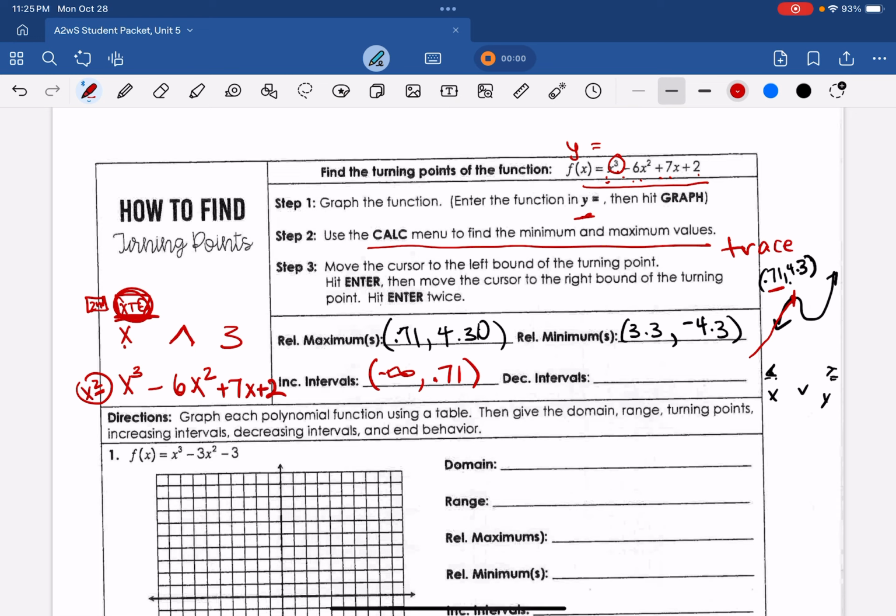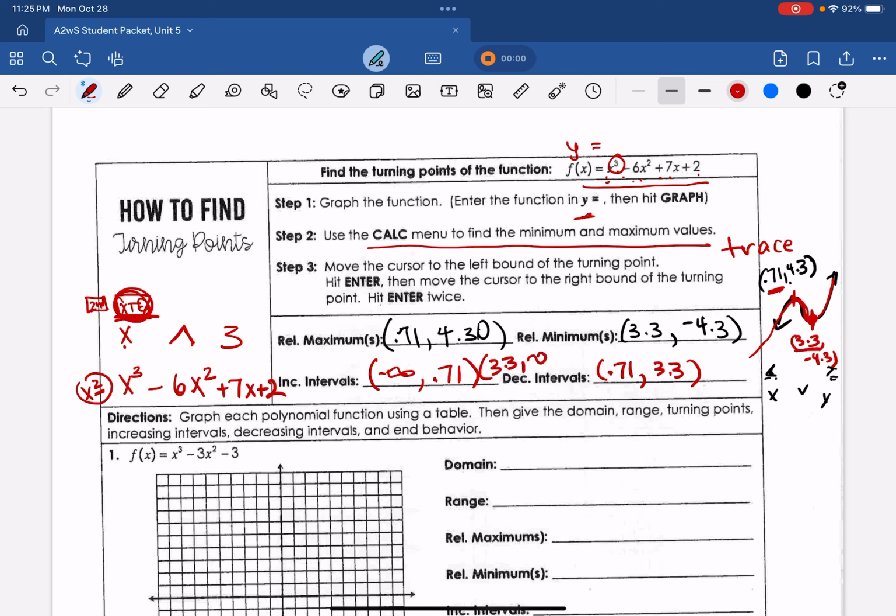So it hits this turning point, and now it starts to decrease. It decreases until it gets down here to this relative minimum. And we know that the x-coordinate of that point was 3.3, okay? And then the y, which I erased, was negative 4.3. So it decreases over the x-axis from 0.71 to 3.3. Then it turns and it starts to increase again at 3.3.